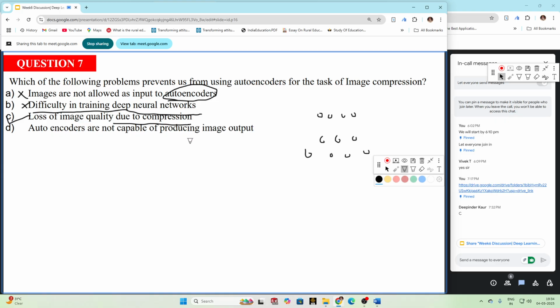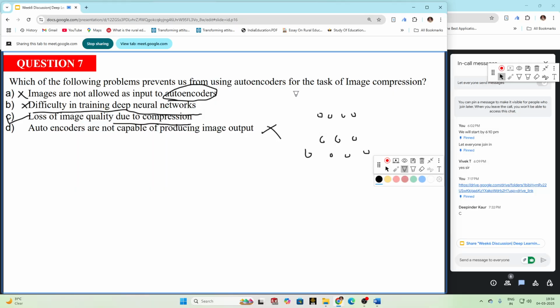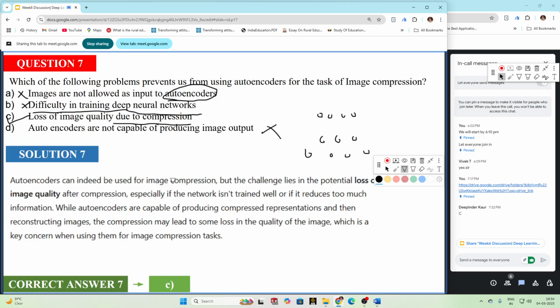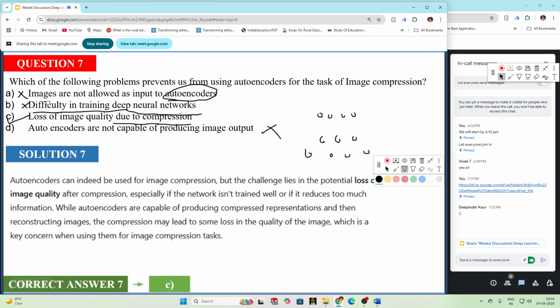Option D, autoencoders are not capable of producing image output. Again, this is a false statement, because when we reconstruct with the decoding layer, we can produce image output. Only if we are using an under complete autoencoder, the output image produced will be of lower quality, because compression is going on. So option C is your correct answer.